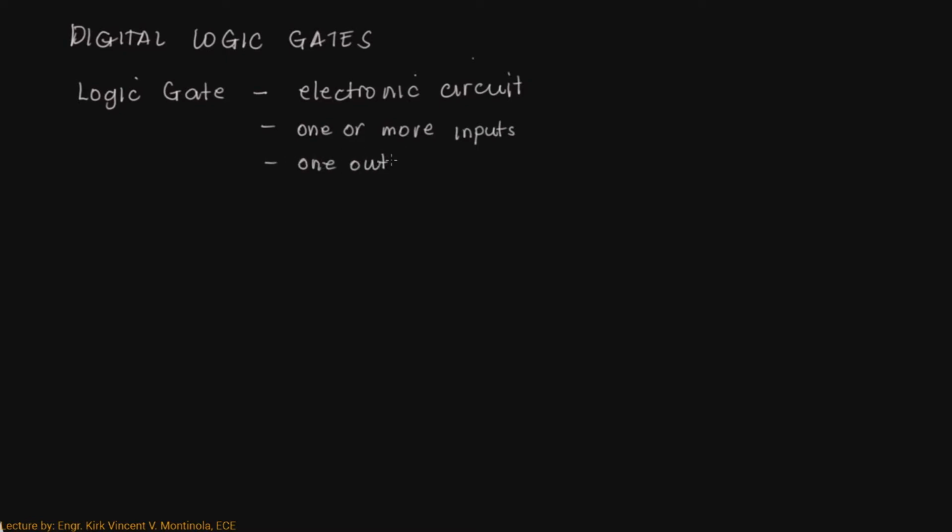So, first we define logic gate. Your logic gates are electronic circuits, and they have one or more inputs, and then they only yield one output.